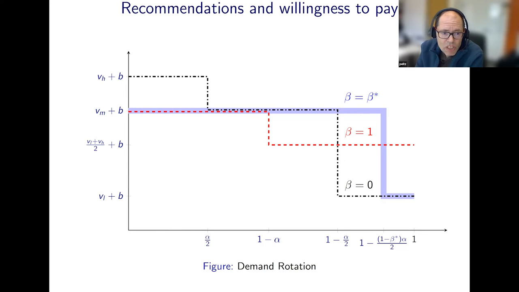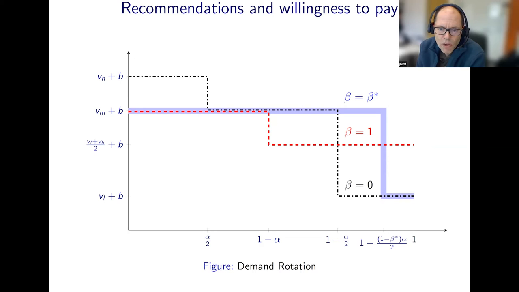And what we see, under the assumption that this marginal cost is above VL plus VH over 2 plus B, is that two prices can be profit maximizing. It's either VH plus B or it is VM plus B. And if we want to sell at VM plus B, we can actually do better than having this fully uninformative recommendation policy. We can pick some interior beta so as to equalize the willingness to pay of the flexible consumers with the expected willingness to pay of all picky consumers who receive a recommendation, okay? And that's of course better than running beta equal to one.